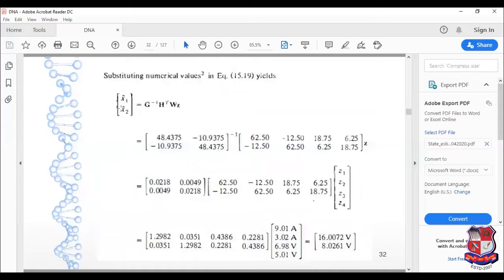Now, to find out the value of x1 and x2, we have to apply this formula using weighted least square estimation. It is G inverse H transpose W into Z. Over here, Z1 to Z4, that we know. If we substitute this value, we will get the value V1 is equal to 16.0072 and V2 is equal to 8.0261.